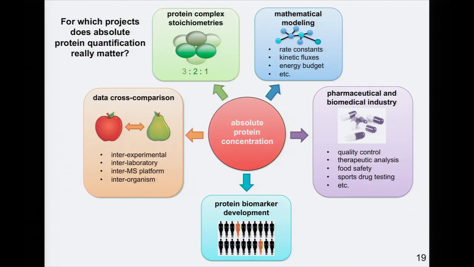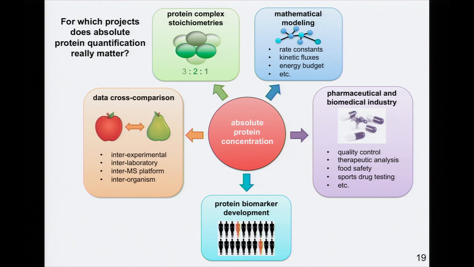Then there is the pharmaceutical or biomedical industry with various applications like quality control, food safety, sports drug testing. All of those require that the absolute concentration of a protein in a sample is determined. Same for protein biomarker development. It's not sufficient to just tell a patient whether he is relatively higher compared to a control group and a disease group, but in the clinic it's really important to measure in a certain plasma or urine sample the absolute concentration of a certain biomarker.